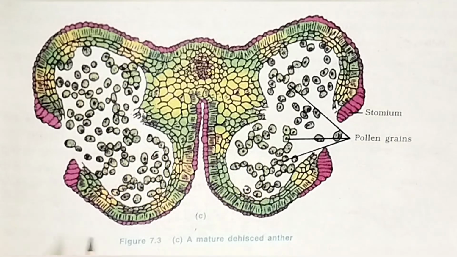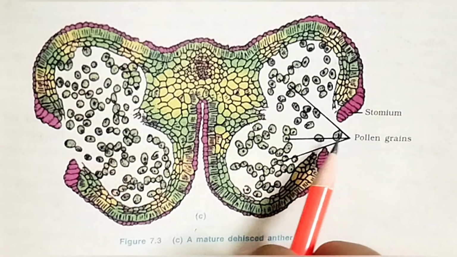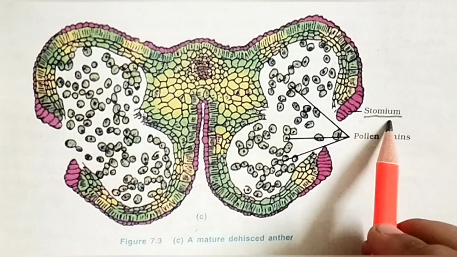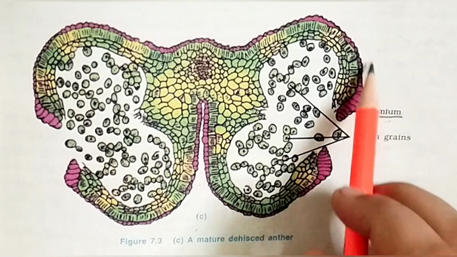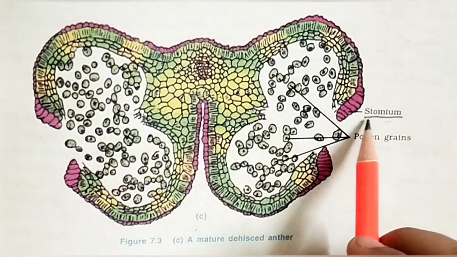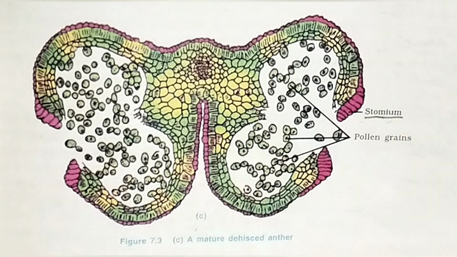Now this is the figure which is showing a mature dehisced anther. That means all the pollen grains are released because of the rupture in the cells. And here are the stomium cells. Stomium cells are nothing but the cells which are present at the lining of the anther. This is the lining. Here in pink color, you can find these cells, the stomium cells.